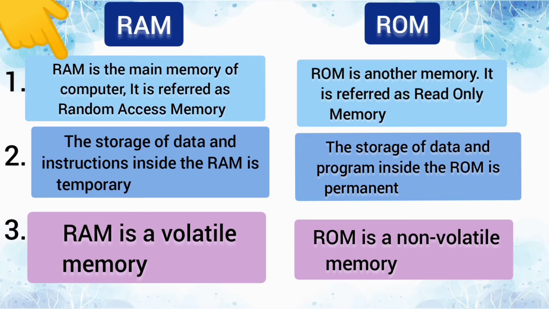RAM is the main memory of computer. It is referred as random access memory. The storage of data and instructions inside the RAM is temporary and RAM is volatile memory. On the other hand, ROM is another memory. It is referred as read-only memory. The storage of data and program inside the ROM is permanent and ROM is a non-volatile memory.